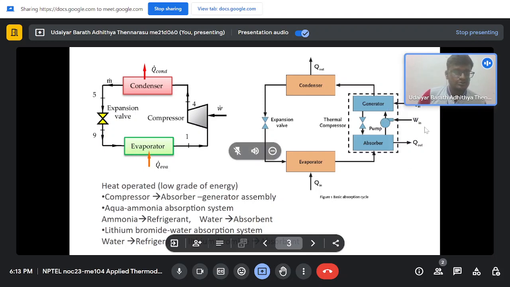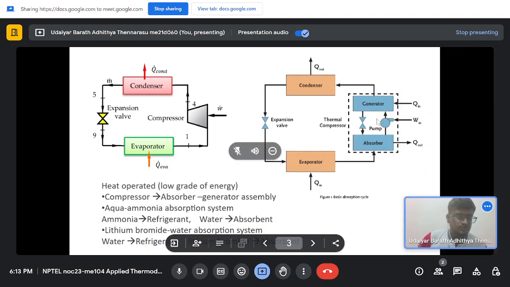The pump takes in a very small amount of work compared to the compressor, because what is pumped here is a solution. So your specific volume will be very less, and so the work done in the pump will also be very less. And you are taking in some amount of heat which is available with you, and using that in the generator. So that's the idea. Your compressor is replaced with the generator, expansion valve, absorber, and a pump.